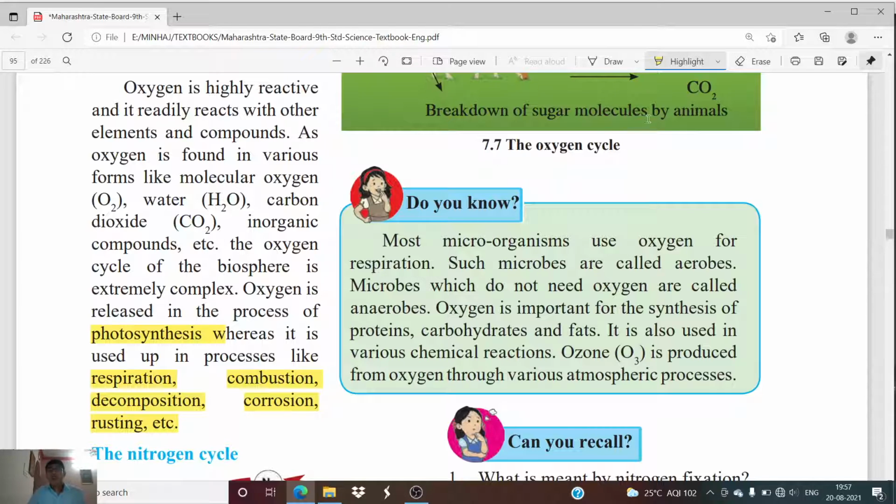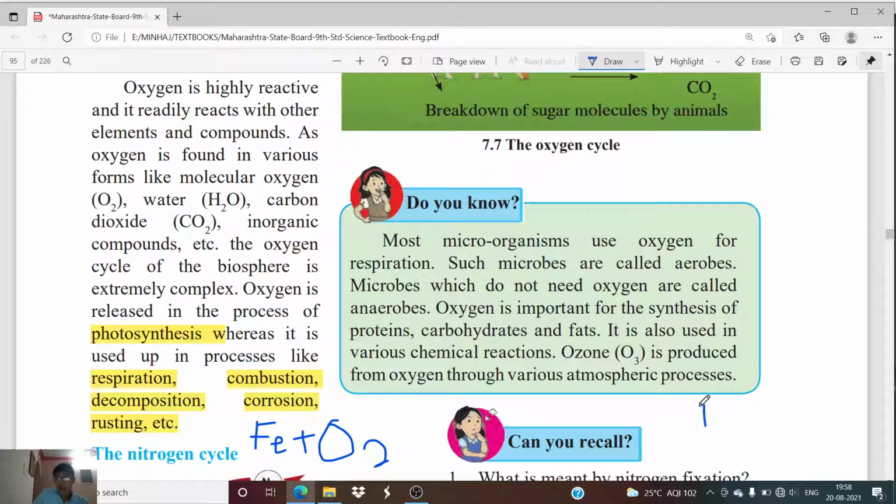Let me give an example for this, where oxygen is used in the rusting and corrosion process. We all know that iron gets corroded when it is exposed to the atmosphere. If iron is exposed to atmosphere and moisture, it gets corroded, it rusts. So Fe is the symbol of iron. What happens whenever moisture or atmospheric oxygen reacts with this ferrous iron?